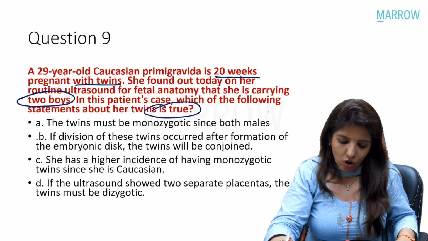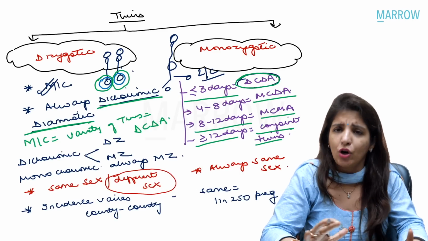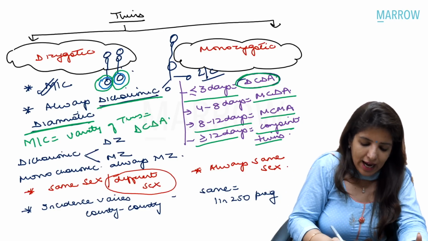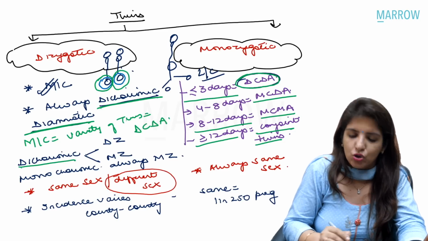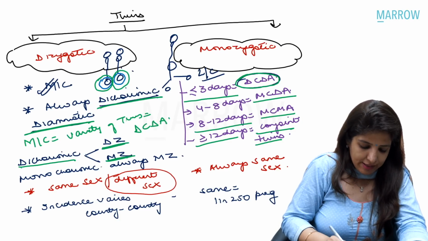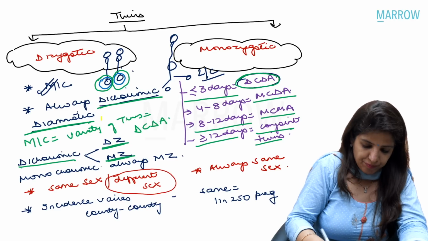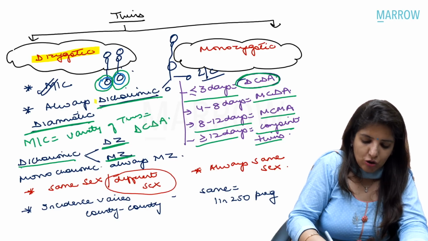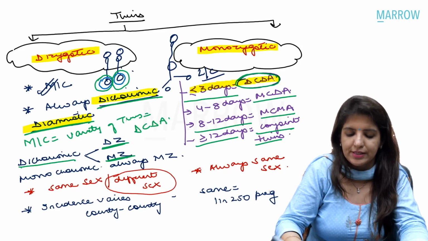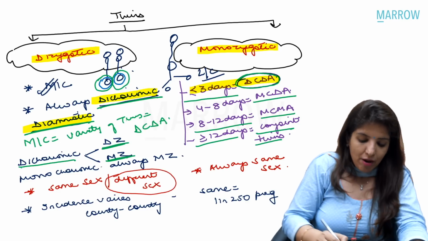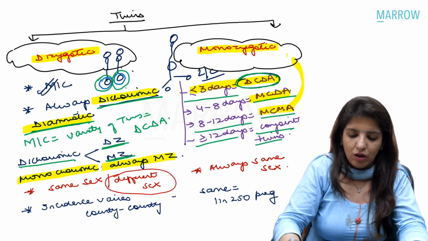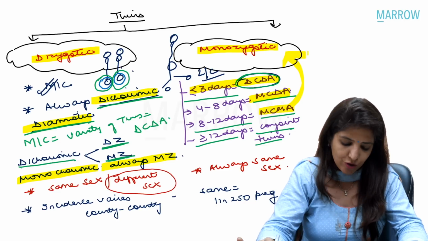So over here, one option was... okay, just now let's not talk about the options. Let's see here. If you are getting dichorionic twins, then they can be dizygotic or they can be monozygotic. As you can see here, dichorionic twins can be dizygotic because dizygotic are always dichorionic, and they can also be monozygotic if division is happening at less than 3 days. But monochorionic are always monozygotic. Monochorionic will always be monozygotic. This much is clear to all of you, right?